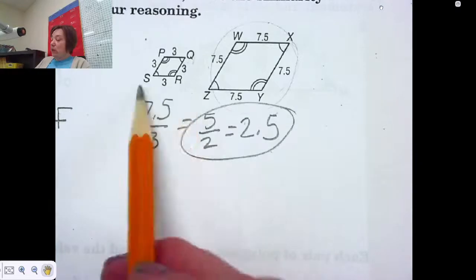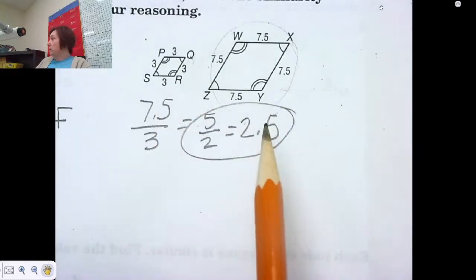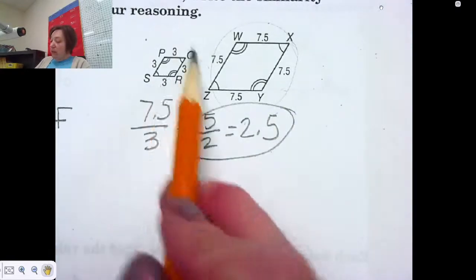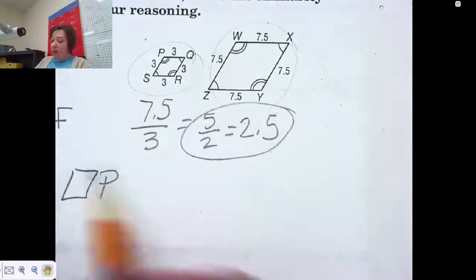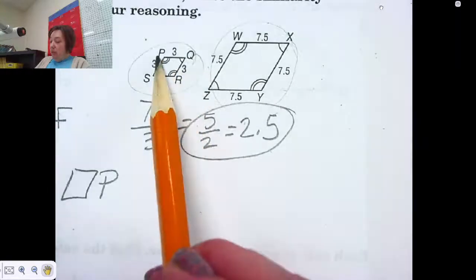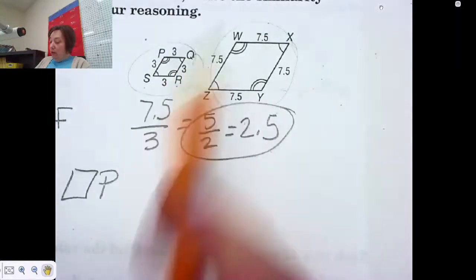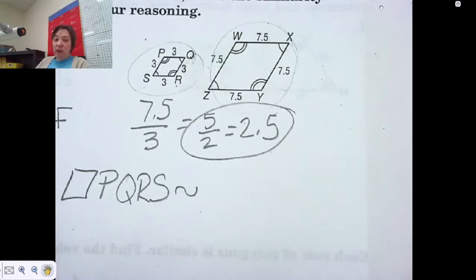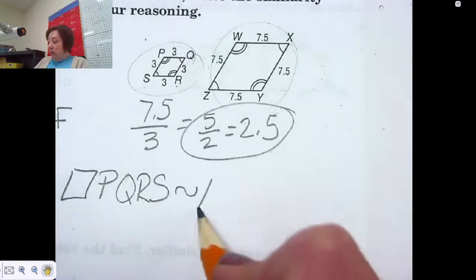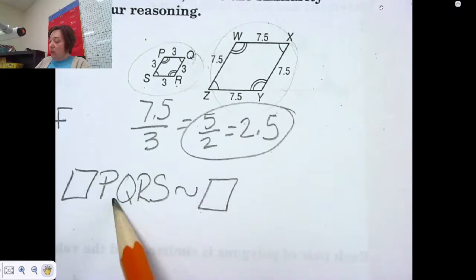So next we just write our similarity statement, right? So our similarity statement, we're going to name this guy. Remember, you name him in order. So we say parallelogram PQRS is similar, little squiggle, to parallelogram. And then we have to match it up. What matches to P?